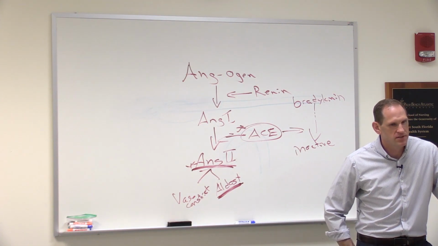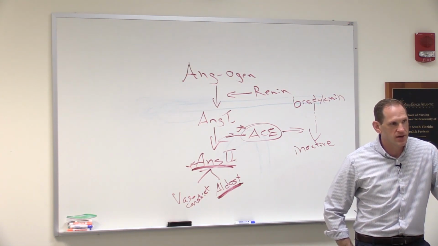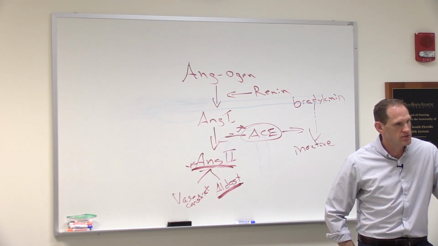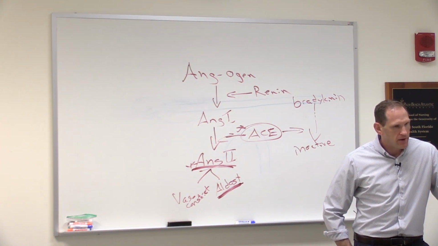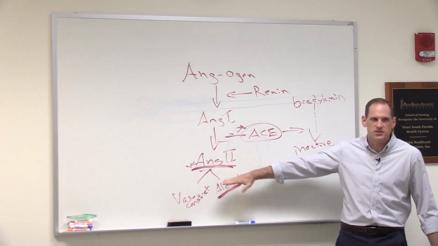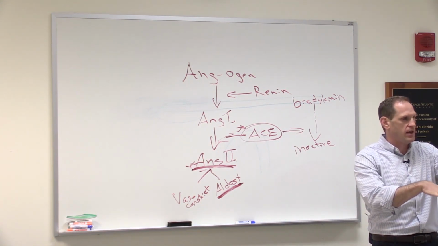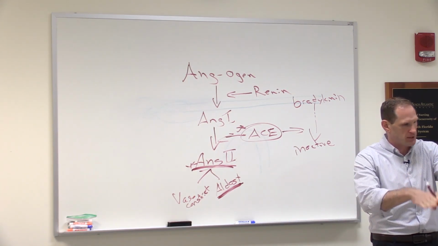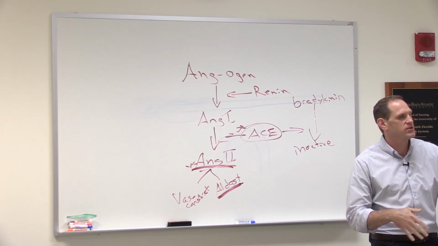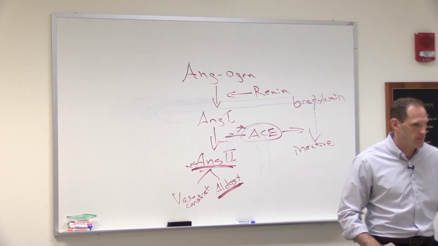I believe the drug you guys need to know for your test is losartan. But if you see any sartan, you should know that it's an angiotensin receptor blocker. Now, even though there's a lot of overlap in the way that ACE inhibitors and angiotensin receptor blockers work, if you give them together, you do get an increased effect of blood pressure lowering.